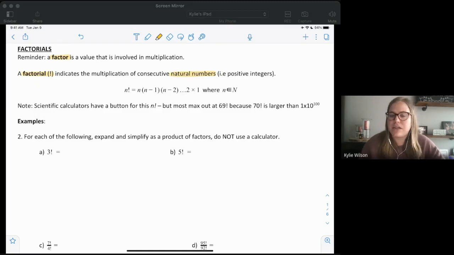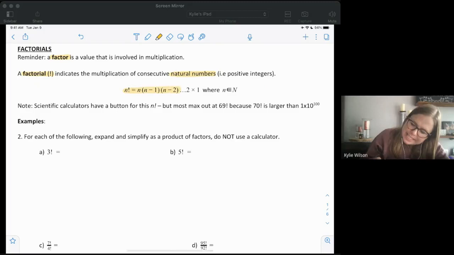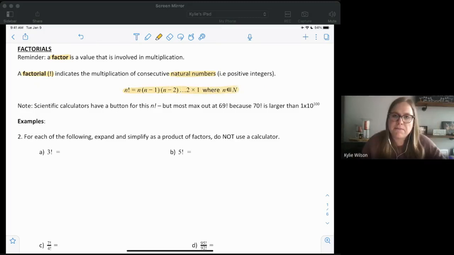So how this looks, if I were to write it out as a formula, is that n factorial is equal to n multiplied by n minus 1, multiplied by n minus 2, and I keep going until I get down to 1. It always ends at 1, and that's because it has to remain in my natural numbers, which start at 1, go 2, 3, 4. We can't have 0. We can't have any negatives.